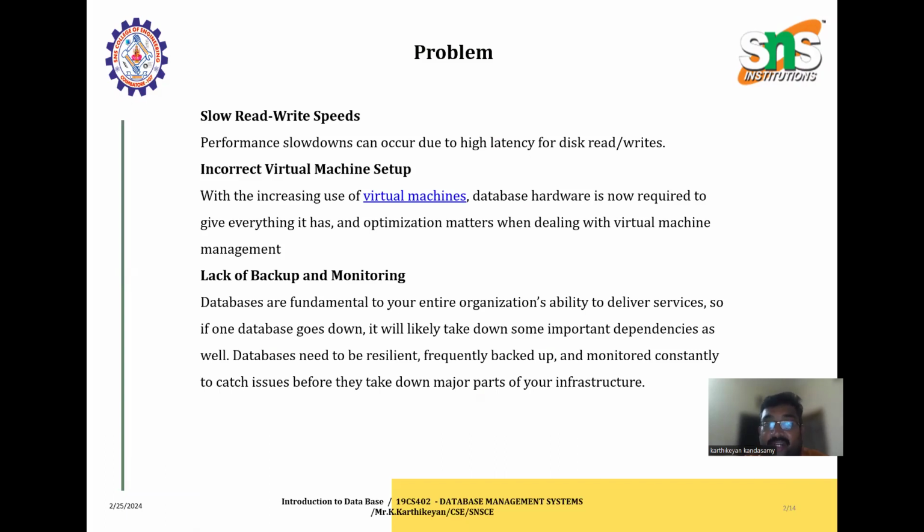Incorrect virtual machine setup: based on increasing virtual machines, the database hardware needs to be optimized when dealing with virtual machine management. And lack of backup and monitoring: your database is fundamental to your entire organization's ability to deliver services. If one database goes down, we may take down some important dependencies as well. Databases need to be realigned, and frequently backed up and monitored consistently, to catch issues before you take down major parts of your infrastructure. We go for the next one.